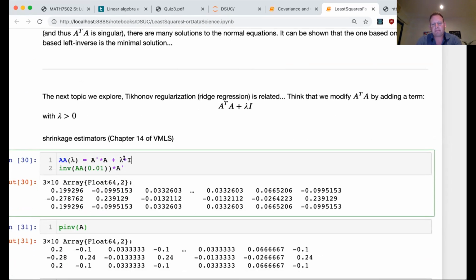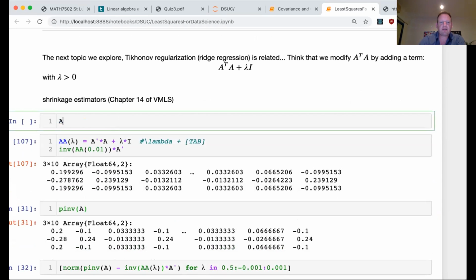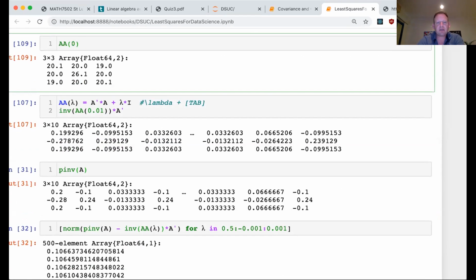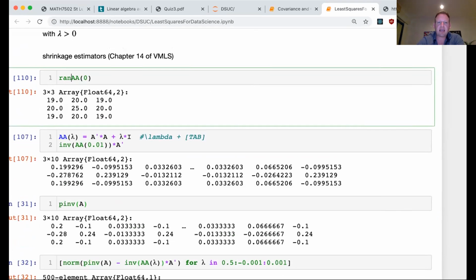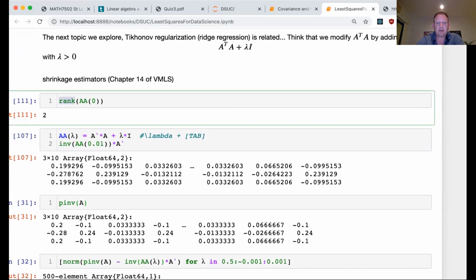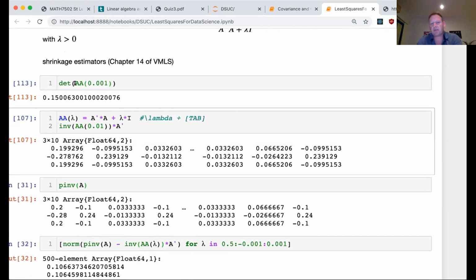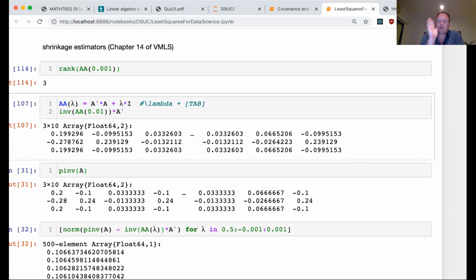In Julia, for lambda you can type \lambda plus tab to get the letter lambda. Here I'm making a function A transpose A of lambda, and the function is just called AA. If I do AA of 10, or 10.3, I'm getting some matrix. Or if I do AA of 1.1, I'm getting some matrix. If I do AA of 0, I'm also getting some matrix, but the problem is that the rank of AA of 0 is going to be 2, or its determinant is going to be 0, so it's singular. But if I do AA of 0.01, I'm adding this perturbation to A transpose A, which actually makes it full rank. You could treat this as adding entries on the diagonal of A transpose A, multiplied by lambda, and that makes A transpose A invertible.